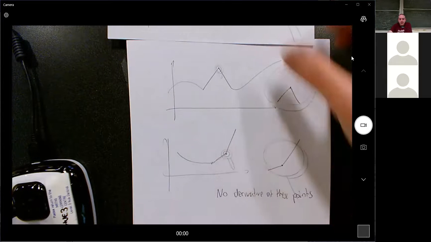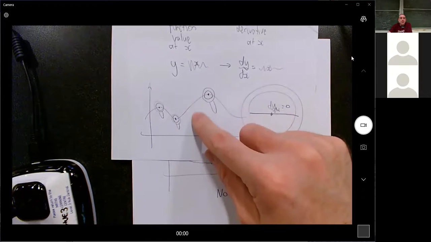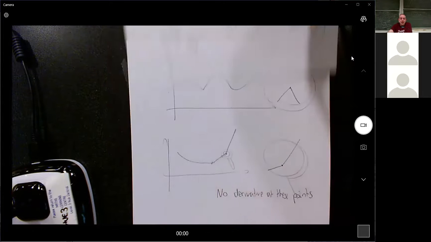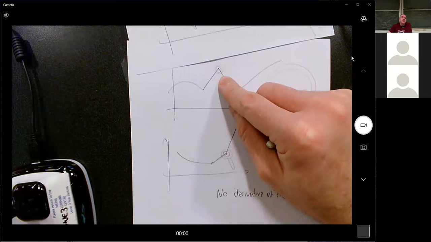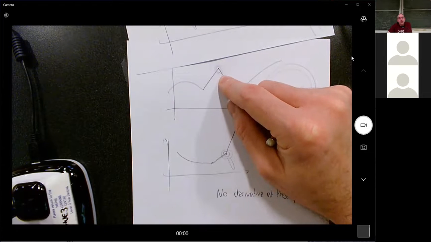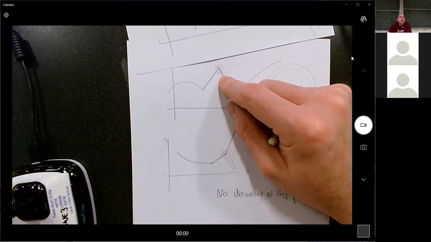But notice that this maximum here happens when the derivative is 0, and this maximum here happens when the derivative doesn't exist. And so if I'm interested in finding where the maximums and minimums are, I have to find all the places where the derivative either is 0 or doesn't exist. And that's what a critical point is.